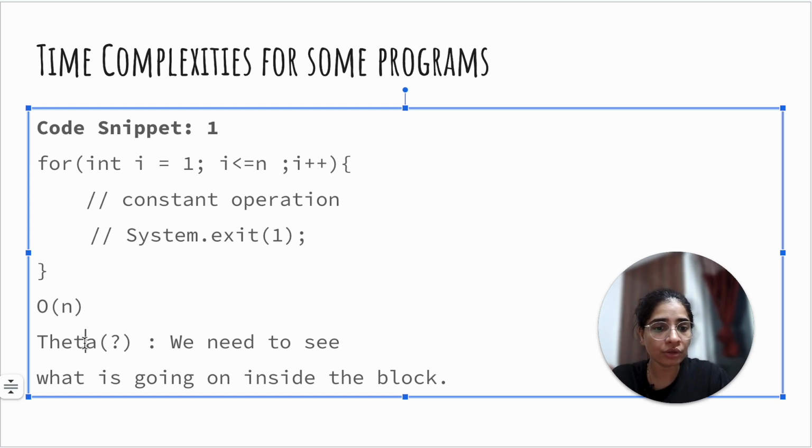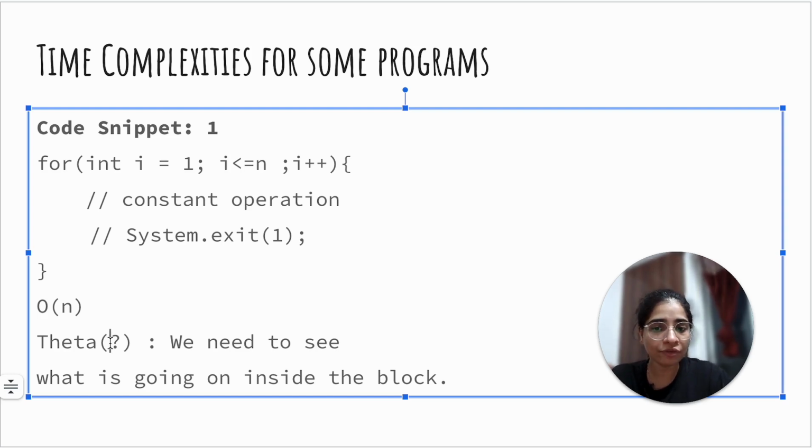But if I am talking about theta notation, we cannot say what the complexity is in terms of theta. Why? Because theta needs to be exact. We cannot say that the loop is for sure running n times. Let's say the statement written inside this for loop is System.exit(1). I'm not even going into the for loop a second time, I'm just going into the loop and exiting from it, right? So in that case, theta should not be n, theta should be 1, because the loop is not going on for n times.